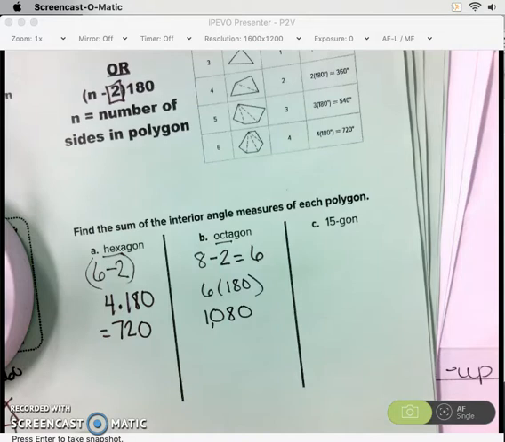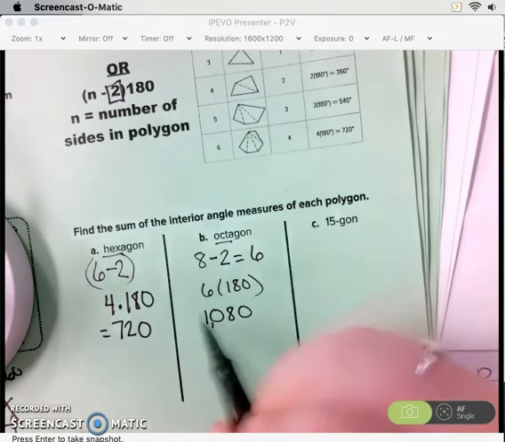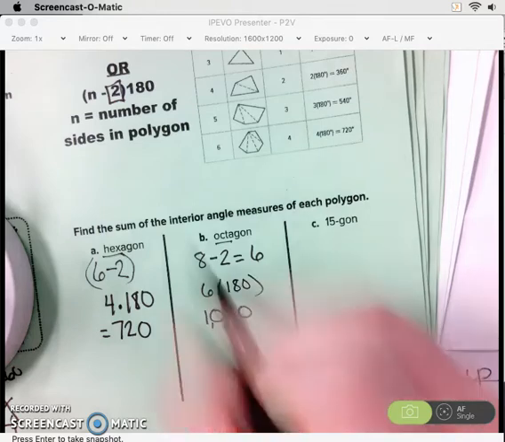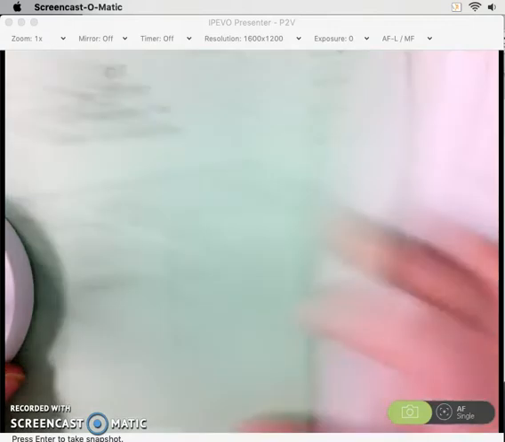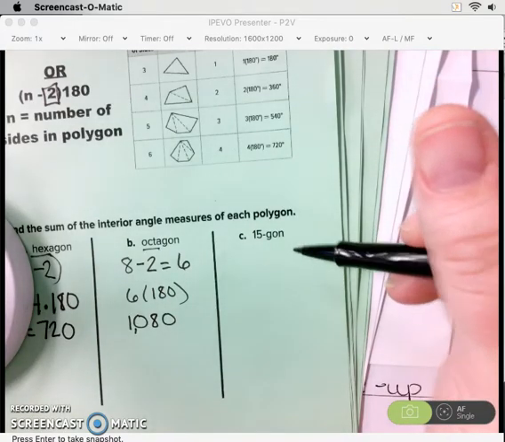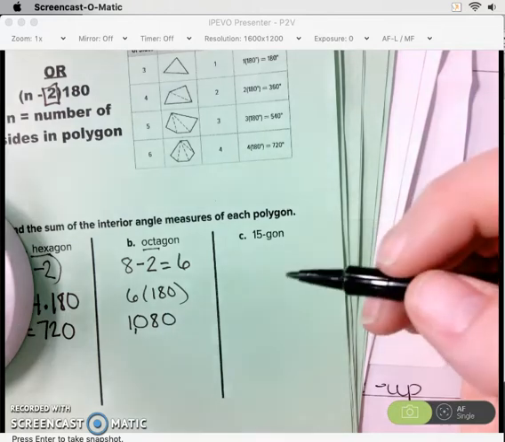Where'd you get the 180? You multiply, that's part of your formula. And then 15-gon. A lot of times it only goes up to a certain name, like triangle, which has 3 sides, and octagon. So 15-gon just means it has 15 sides.